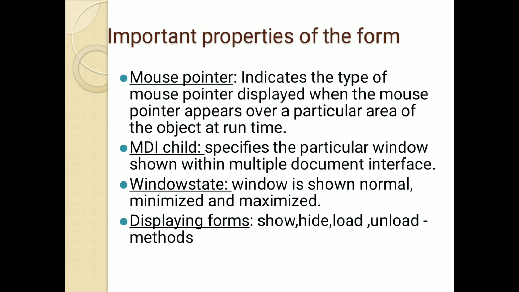The first one is mouse pointer. It will indicate the type of mouse pointer displayed when the mouse pointer appears over a particular area of the object at runtime. The second one is MDI child. It specifies the particular window shown within multiple document interface.